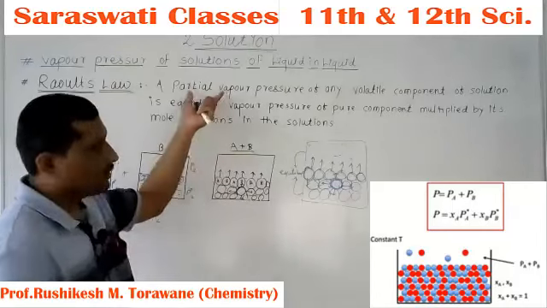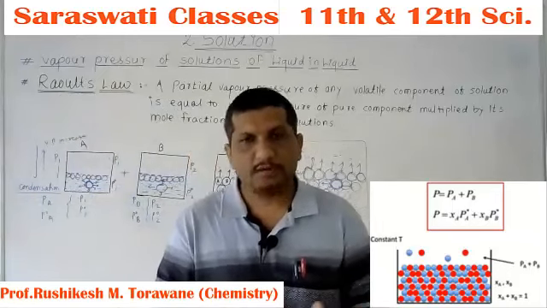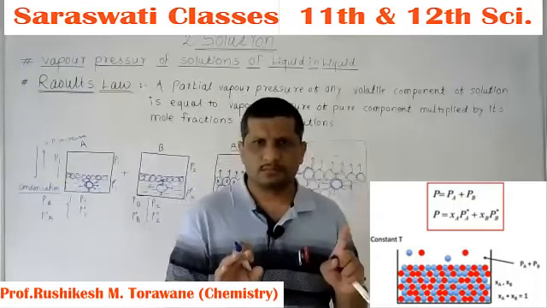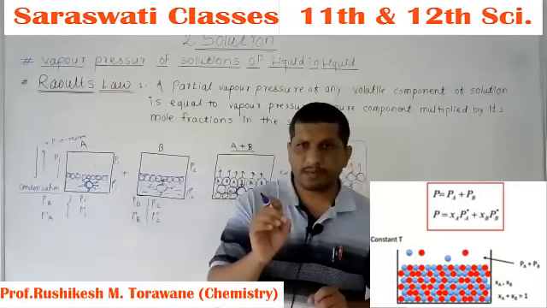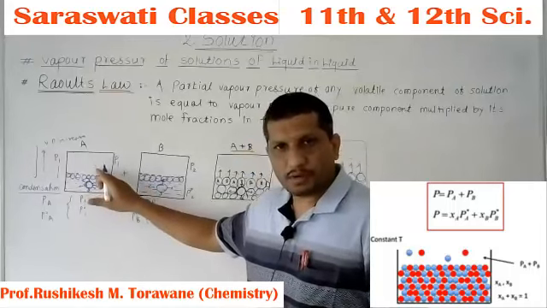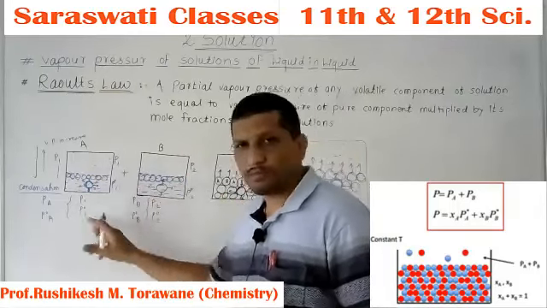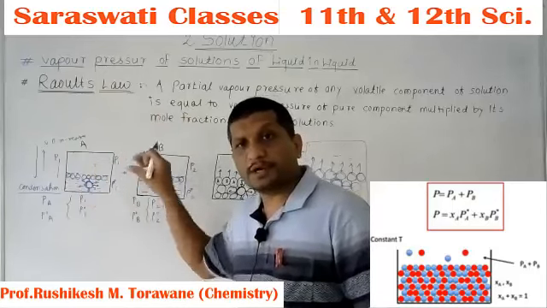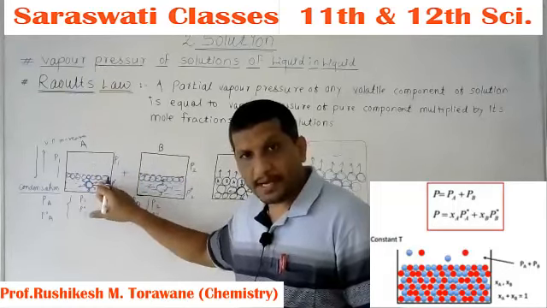This is the definition of Raoult's law: the partial vapor pressure of any volatile component is equal to the vapor pressure of the pure component multiplied by its mole fraction in the solution. Means the partial vapor pressure is equal to the vapor pressure of the pure component multiplied by its mole fraction.